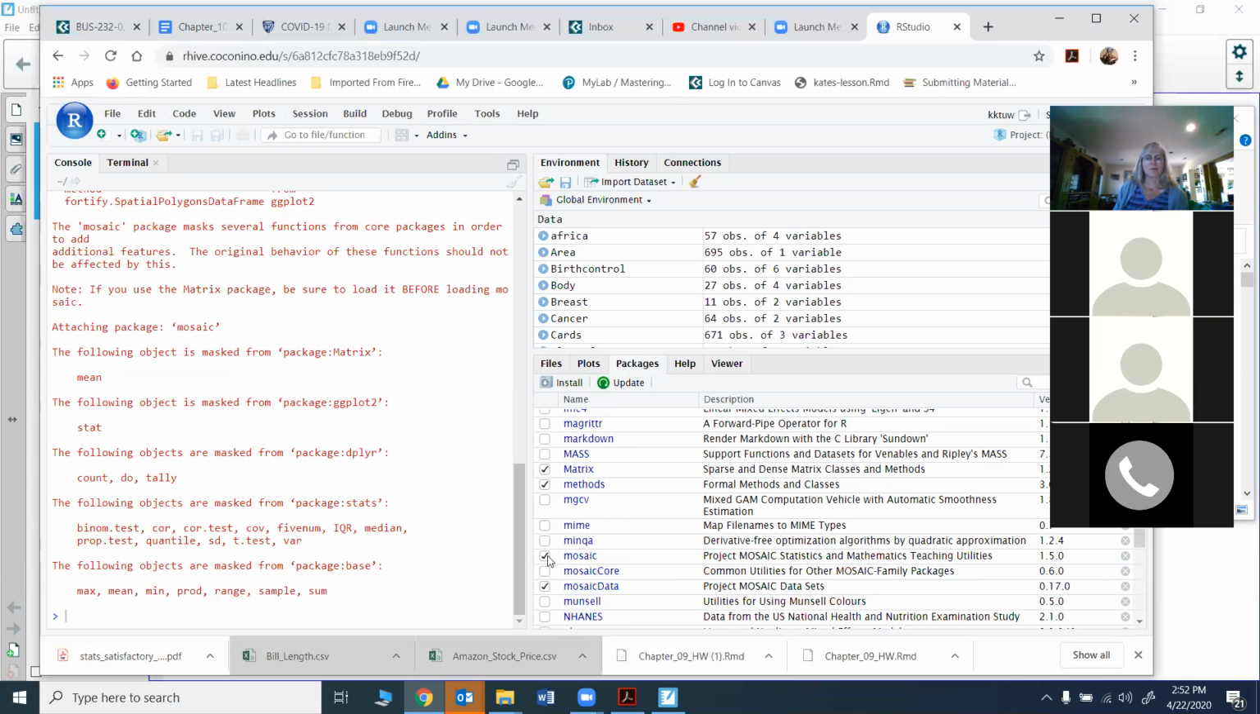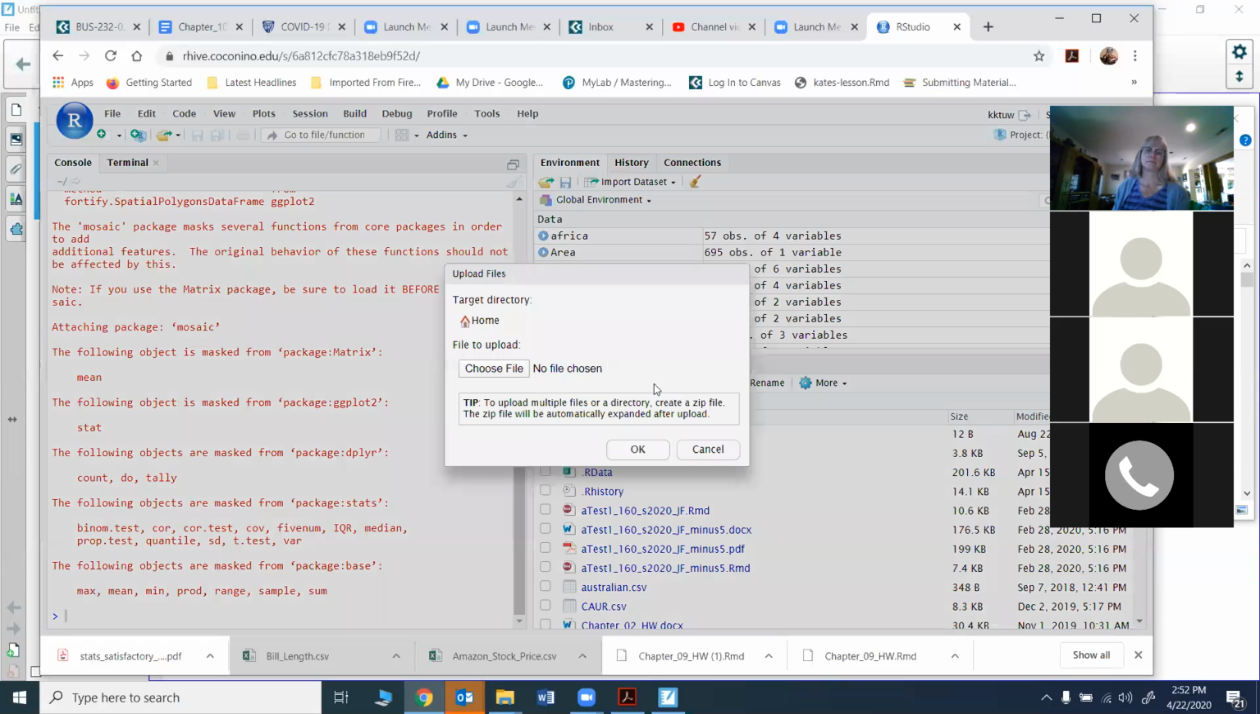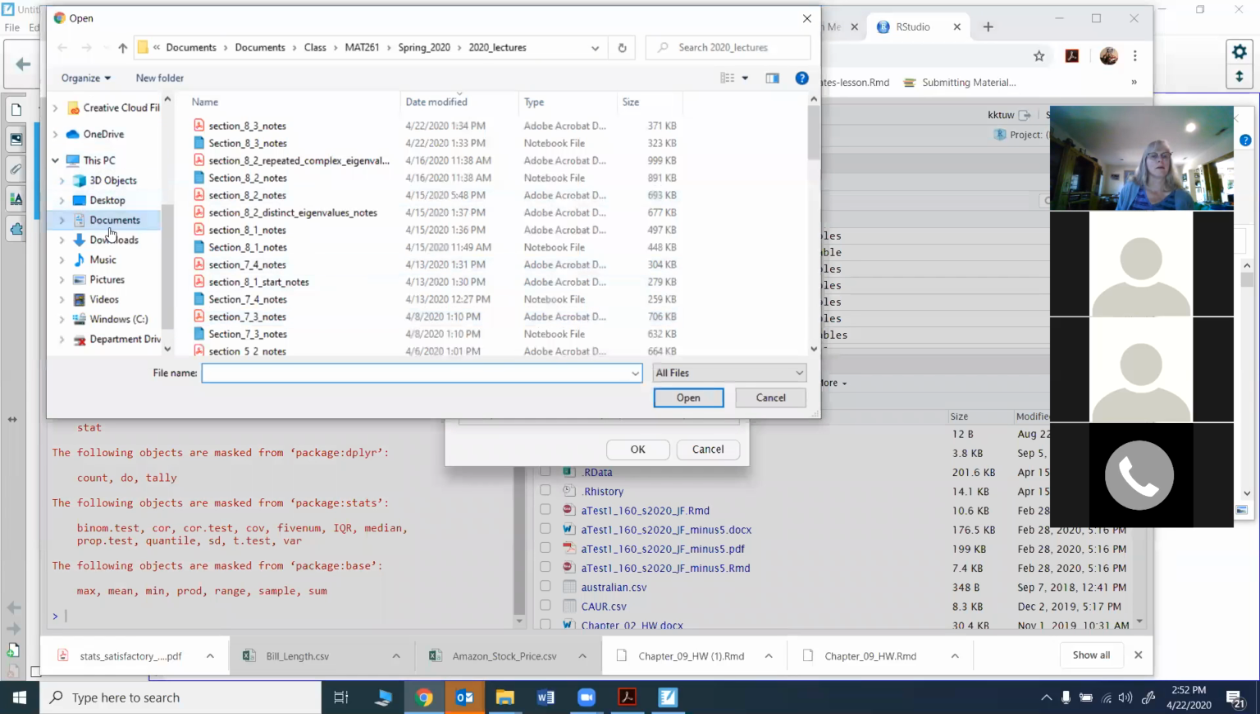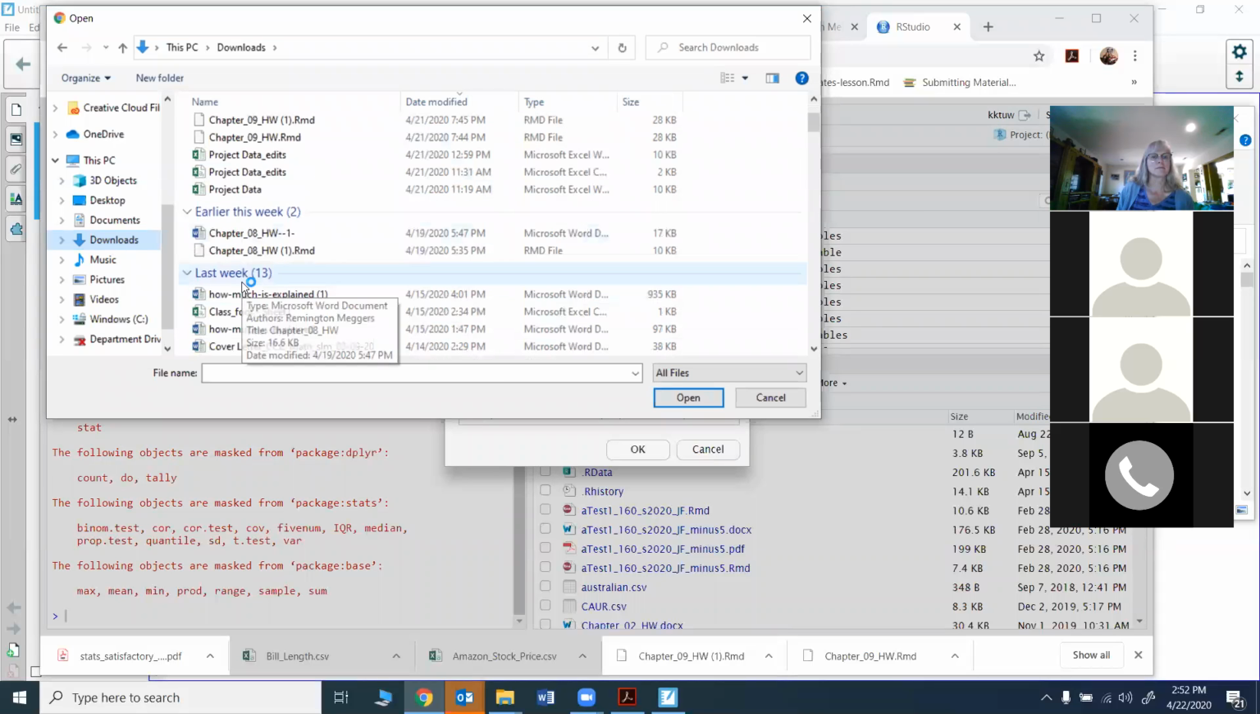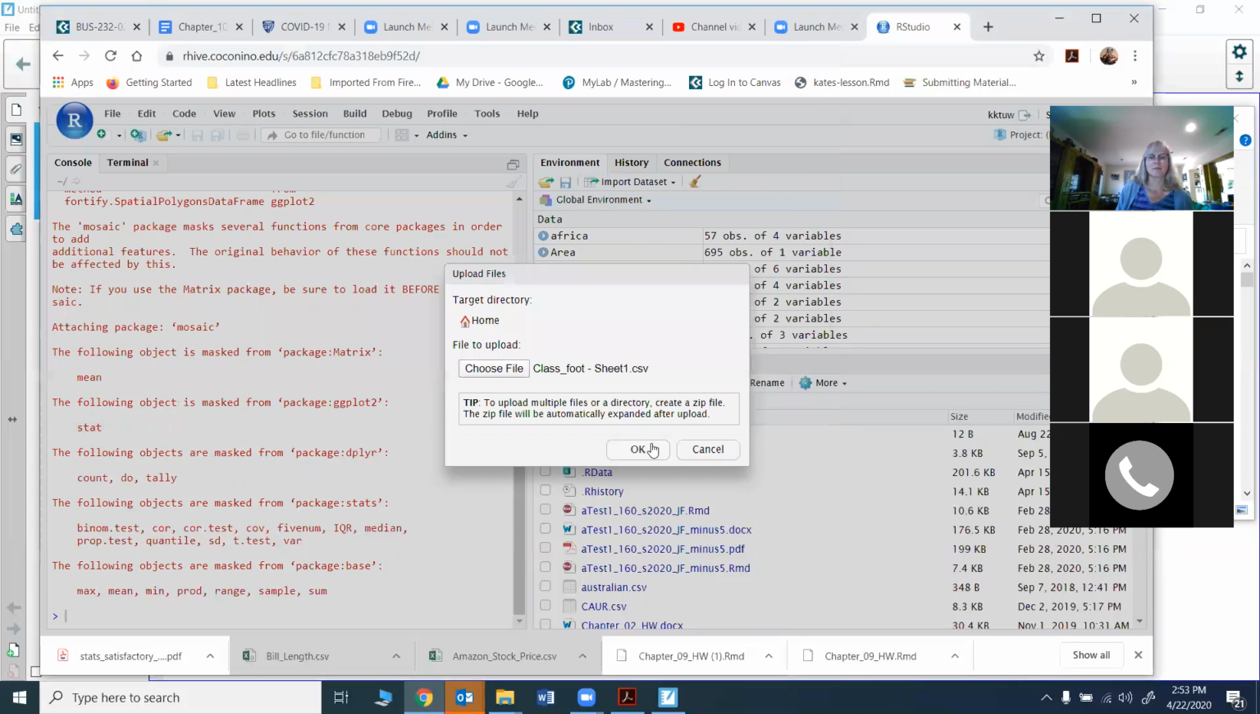What we're going to do now, because Mosaic isn't here, because we've uploaded those on there for the college, we're going to just put in Mosaic. We're going to click on it, make sure it loads. And then we're going to go into files. I'm going to upload. So I'm going to choose my file. It was somewhere in downloads, and it was class data. Class foot is actually what it's called. So I'm going to click on class foot, say I want to open that, and say okay, because it says class foot here.